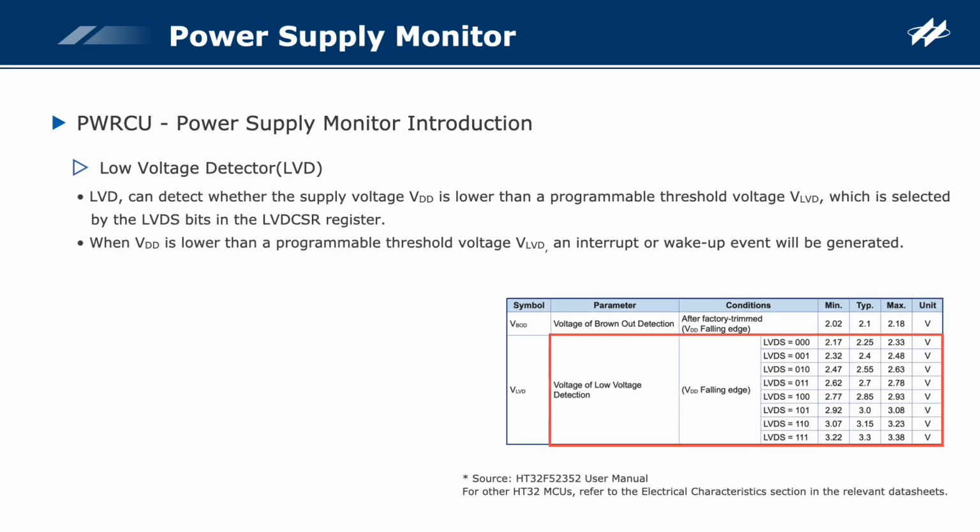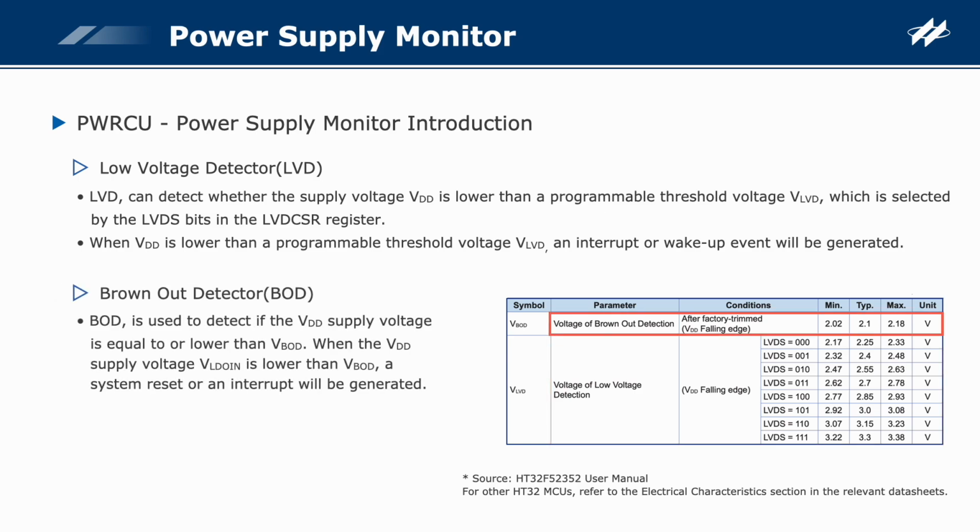The low voltage detector, LVD, can detect whether the supply voltage VDD is lower than a programmable threshold voltage VLVD. It is selected by the LVDS bits in the LVD-CSR register. When a low voltage on the VDD power pin is detected, an interrupt and a wake-up event will be generated.